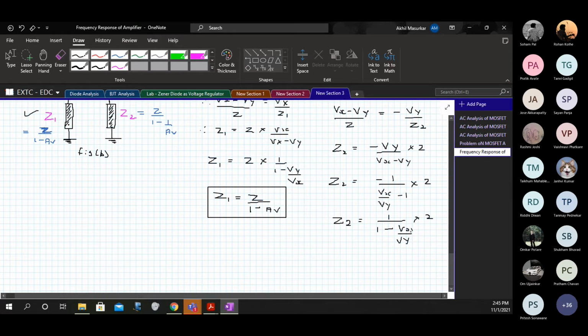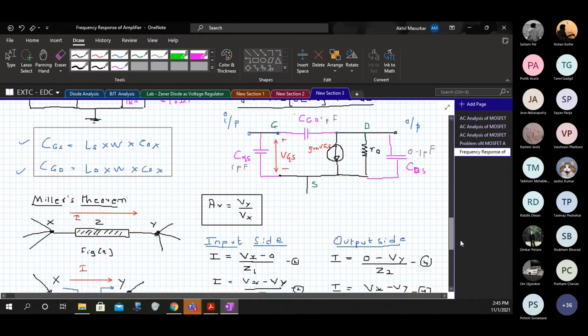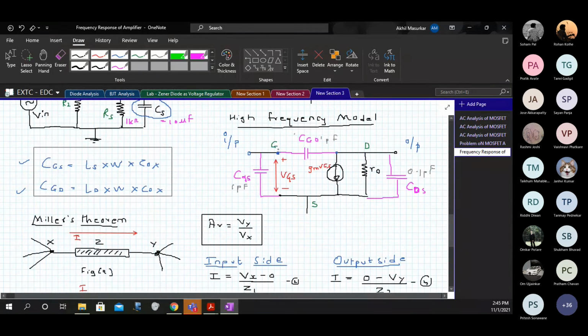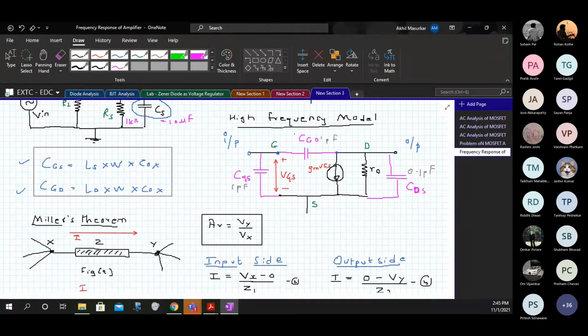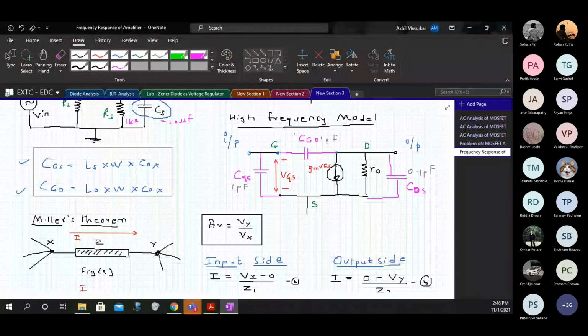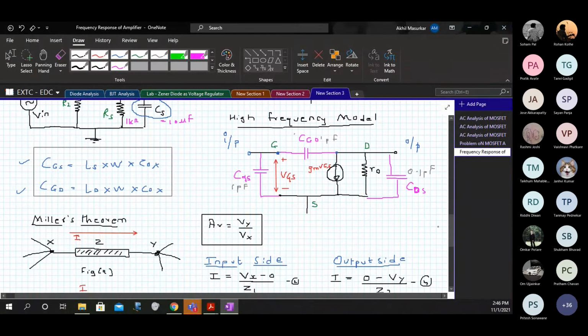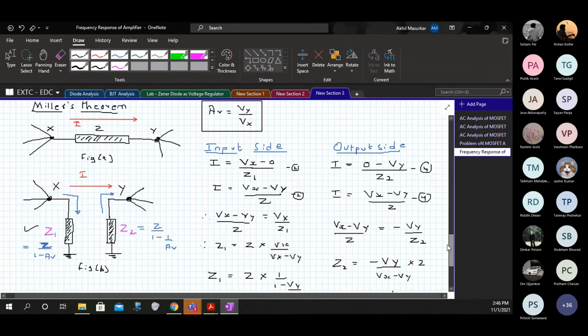So Vy by Vx is gain, Vx upon Vy will be 1 over AV. So Z2 is equal to 1 upon 1 minus 1 upon AV into Z. So we will use the same logic to split the capacitance or the impedance offered by CGD, which is connected between the gate and the drain. So in that sense, Miller's theorem is very, very important.